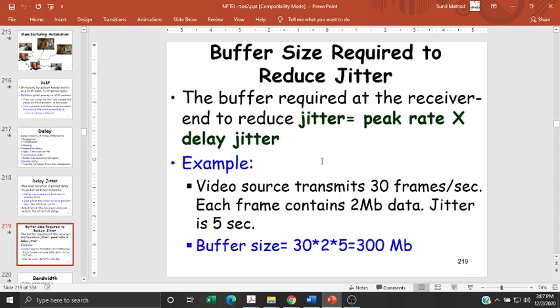Okay. Buffer size required to reduce jitter. The buffer required at the receiver end to reduce jitter is the peak rate into the delay jitter. Peak rate is the maximum traffic that can occur at any moment in time, and the delay, so that so many people have to be accommodated. For the video source, he states one example, just to note. Please read it.